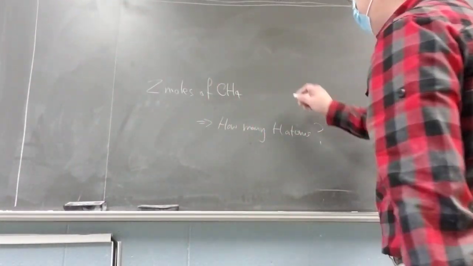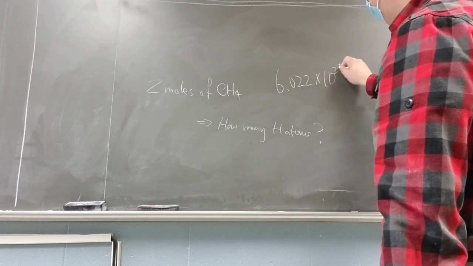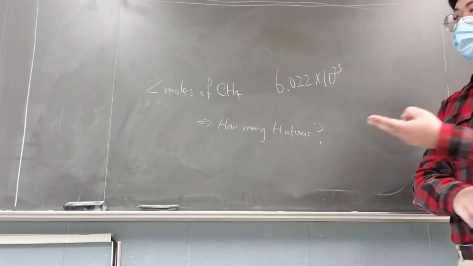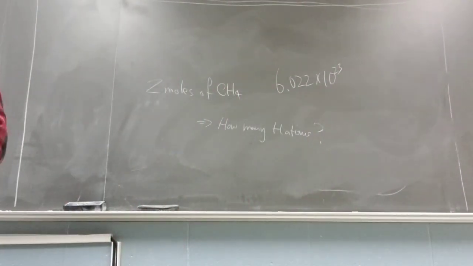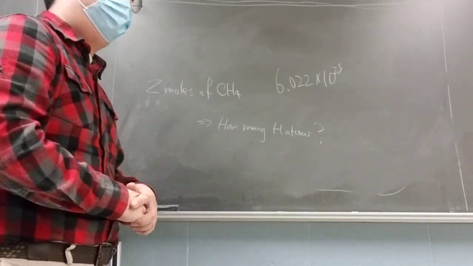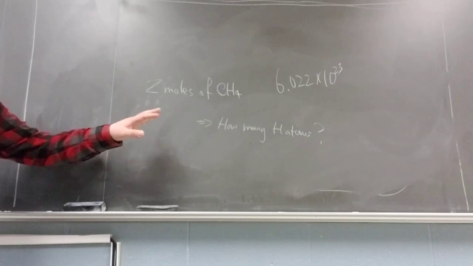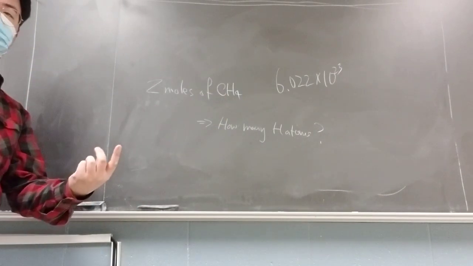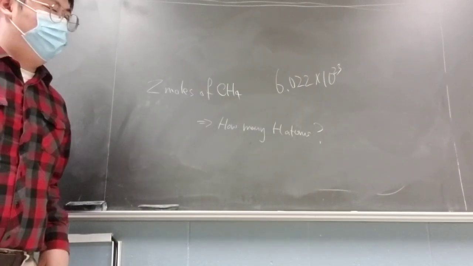And Avogadro's number is once again 6.022 times 10 to the 23rd. That's Avogadro; that's what 1 mole means. But you have 2 moles instead of 1 mole. So did you double that? Perfect. That's a very good start right there. And then try to see how many hydrogens are in 1 methane, and that's almost done.